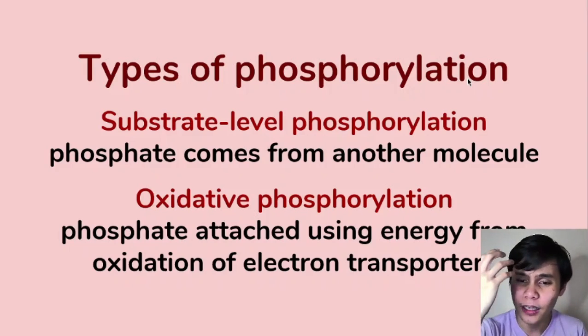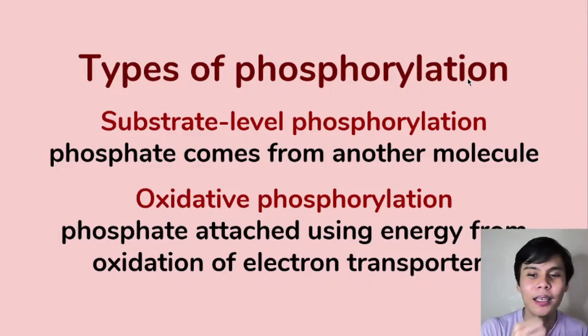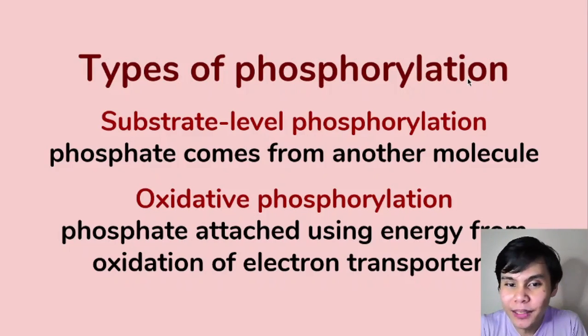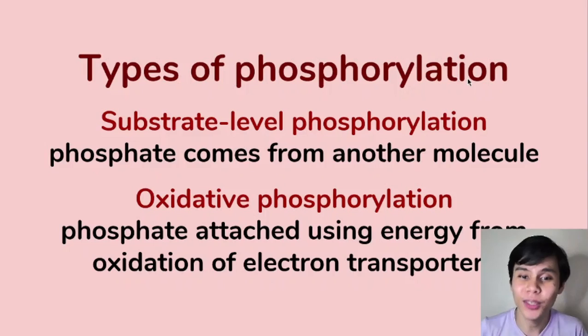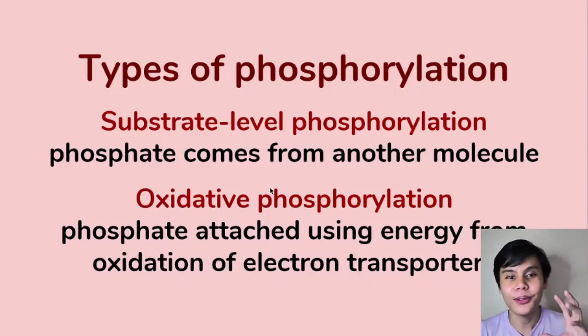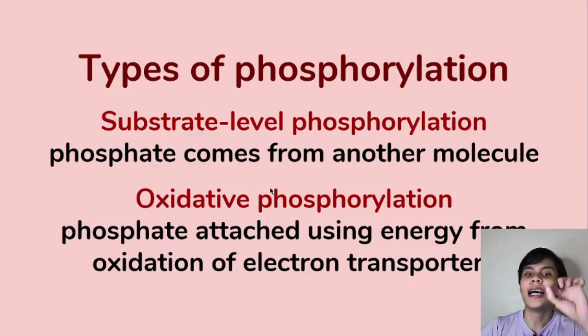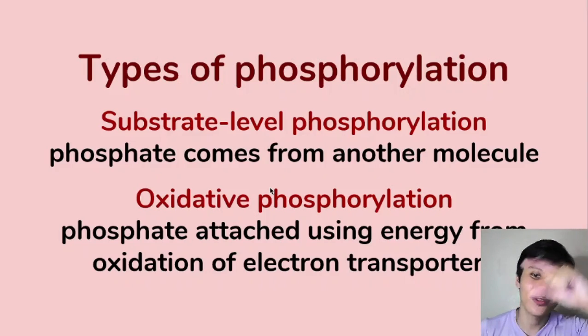So earlier in glycolysis, when we got phosphate from G3P and put it on ADP to make ATP, that's called substrate level phosphorylation. It came from another molecule. Oxidative phosphorylation is when you oxidize them, when you use oxidation. So that's the transfer of electrons in order to have phosphate transferred to a different molecule.